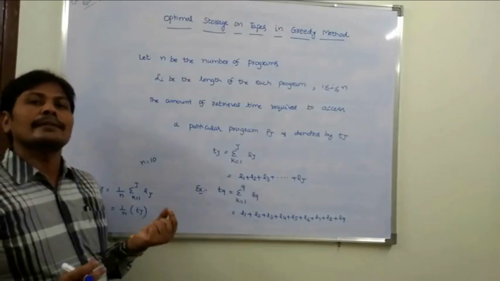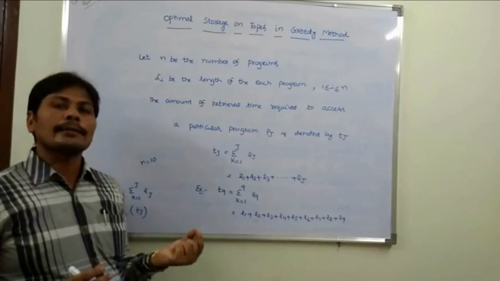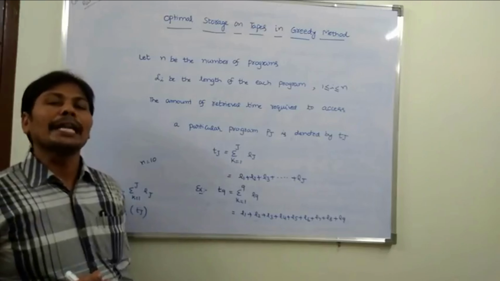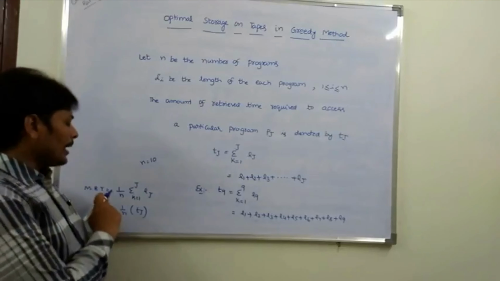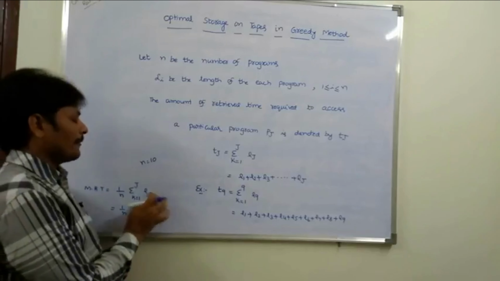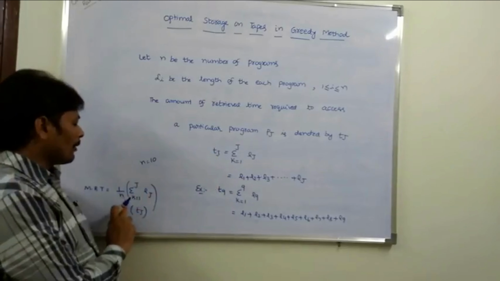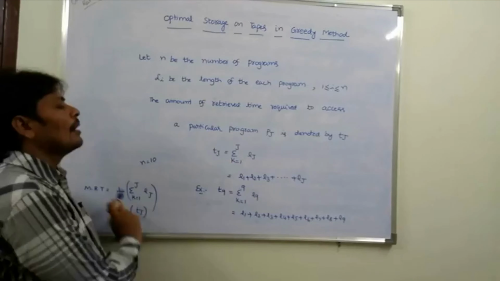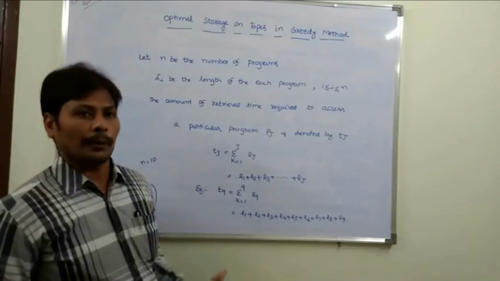The minimum retrieval time is nothing but the average amount of time required to access a particular program among n number of programs. It can be denoted by MRT. MRT is equal to 1 by n, sigma k equals 1 to j of Lk. This term can be denoted as Tj, therefore 1 by n into Tj. So this is the minimum retrieval time, and this is the amount of time required to retrieve a particular program.